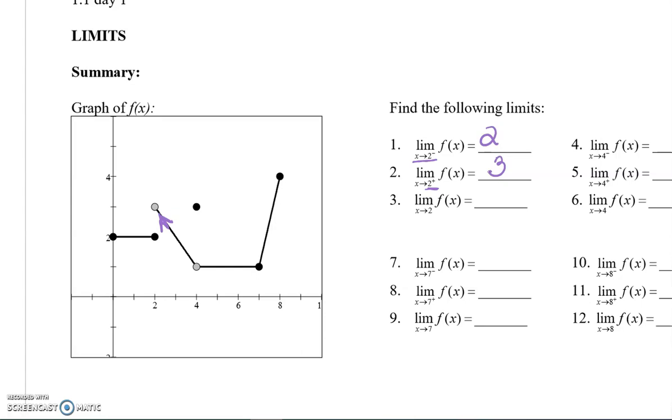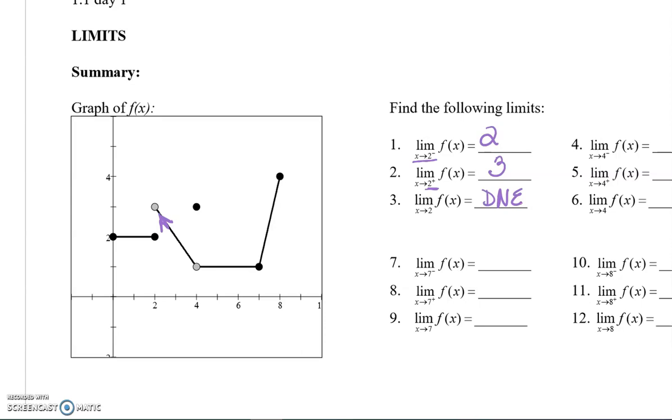So the big question in number 3 is, does the limit as x approaches 2 of f of x exist? Does it equal anything? My answer is, it does not exist. The reason it doesn't exist is, what is it going to be? Is it going to be 2? Is it going to be 3? The left-hand limit cannot contradict the right-hand limit.